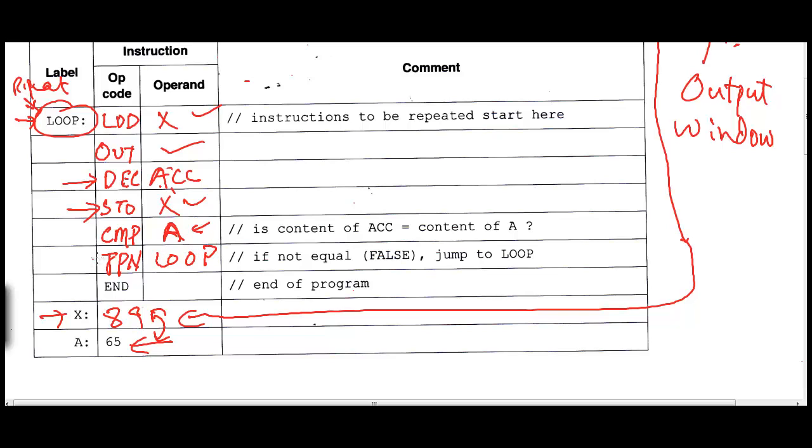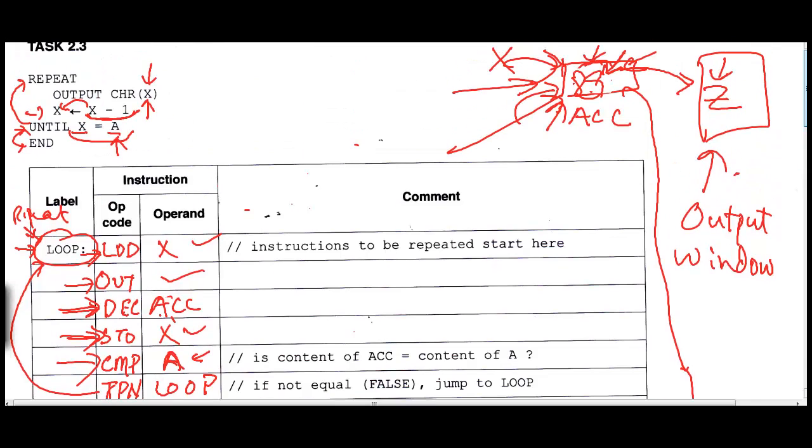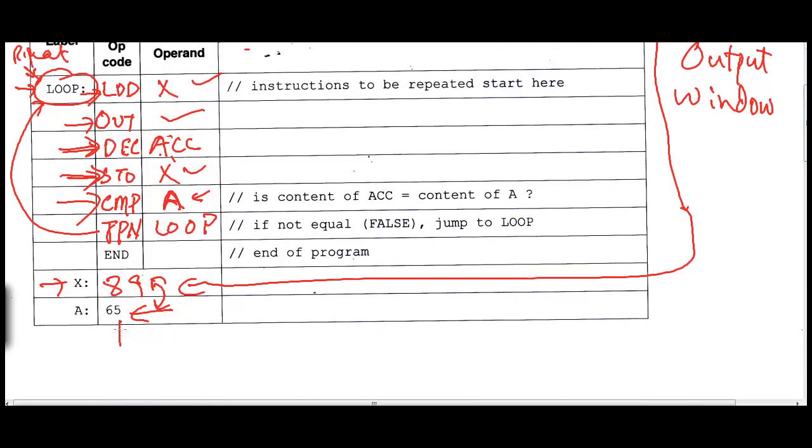So the control is going to be transferred once again back to this position, and then once again this instruction will be executed, this will be executed, this will be executed, and this is going to keep on happening until the value of X becomes equal to A. And notice that the value of A is 65, and each time this loop is going to run, the value of X is going to be decremented. X is equal to X minus 1. That's what we are doing inside the loop.